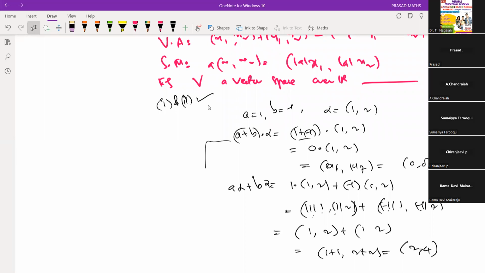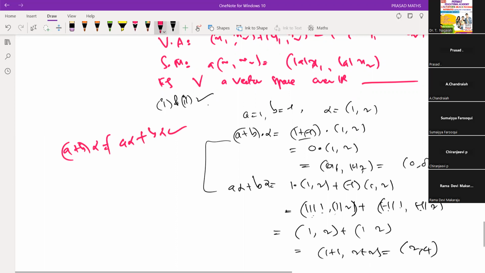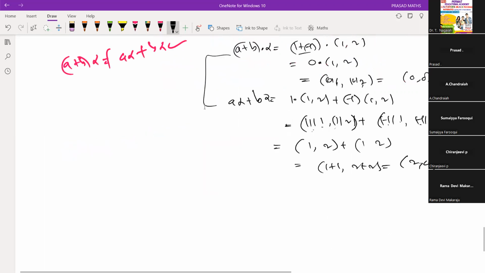So are they equal? No. So (A plus B) alpha is not equal to A alpha plus B alpha. Therefore it fails to satisfy one of the properties of the third. So therefore the answer is no.